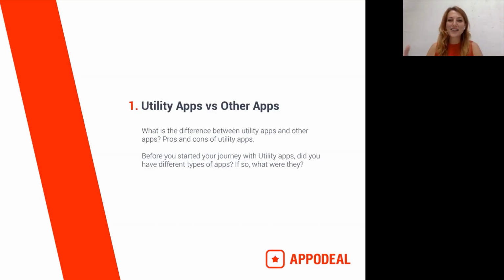Anyway, so let's actually cover the difference, since you mentioned the games. Let's cover the difference between the utility apps and other apps. Have you guys worked in other apps before? And what are the pros and cons of the utility apps?